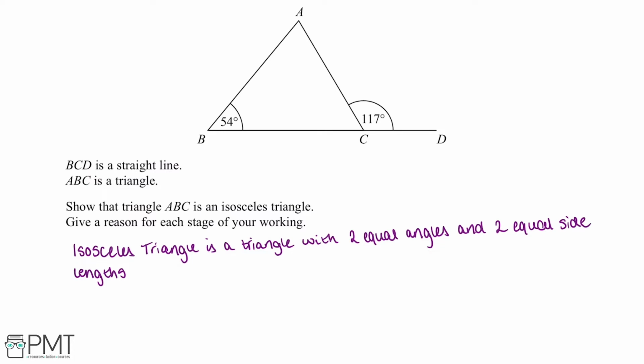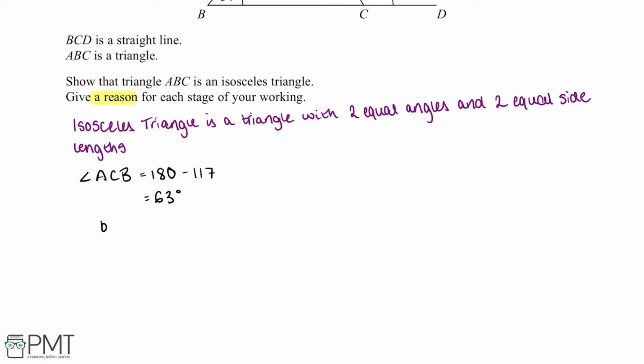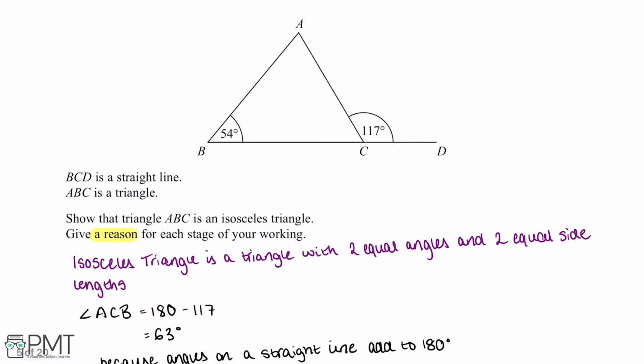And if this is the case, then this means that angle ACB will be equal to 180 minus 117, which gives us an answer of 63 degrees. And we've been told to give a reason for each stage of your workings. And the reason for this is because angles on a straight line add up to 180 degrees. So we can mark this onto our diagram.